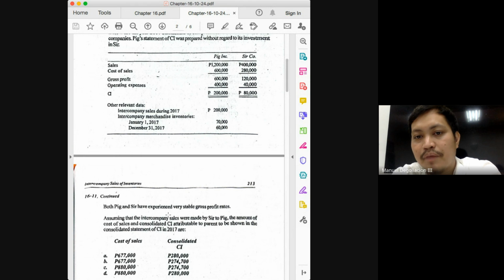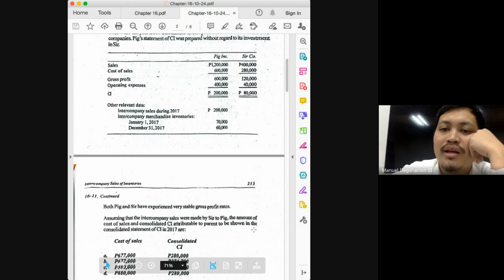Okay, how much is the income of the parent from its own operations? That would be 200,000. Will we have adjustments to the income of the parent? No, because we do not have any downstream transaction. Okay, what we have here is upstream. So we have 200. What else do we need? The adjusted income of the subsidiary.